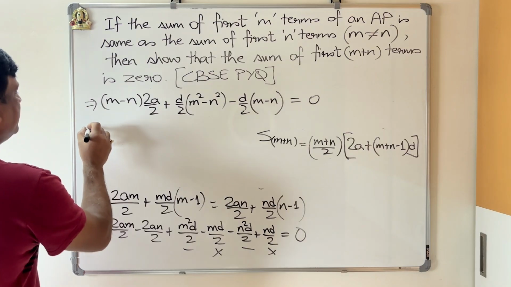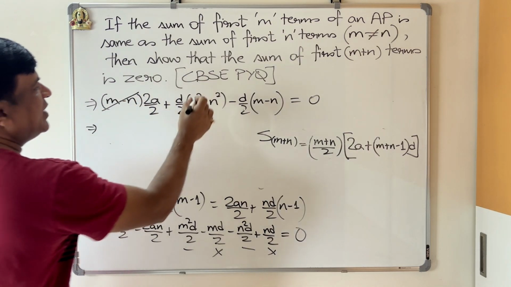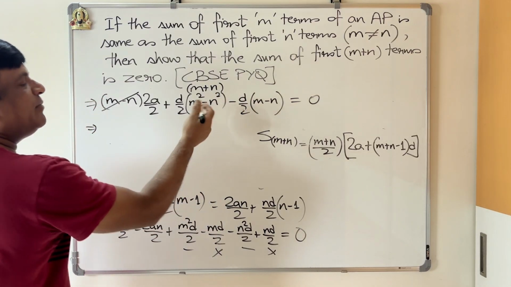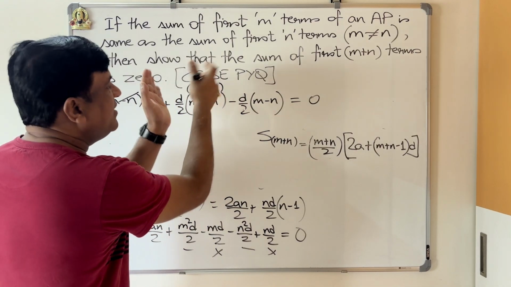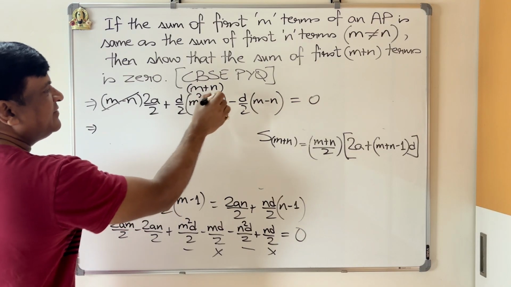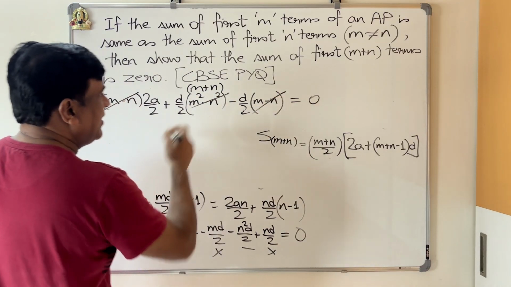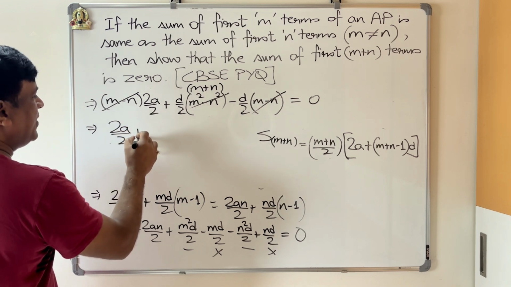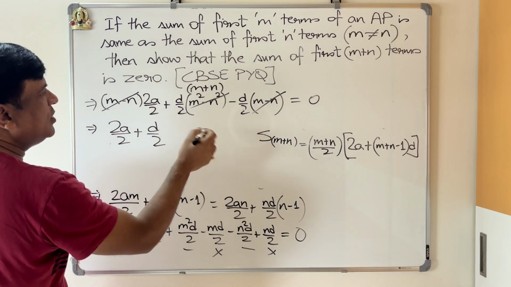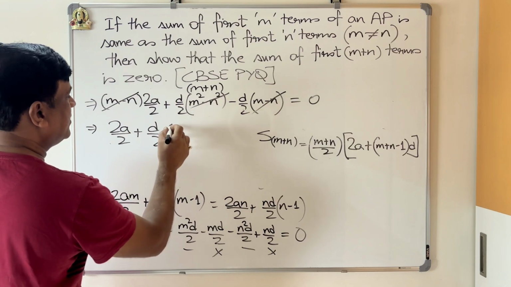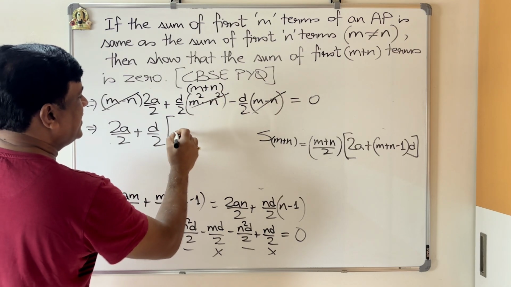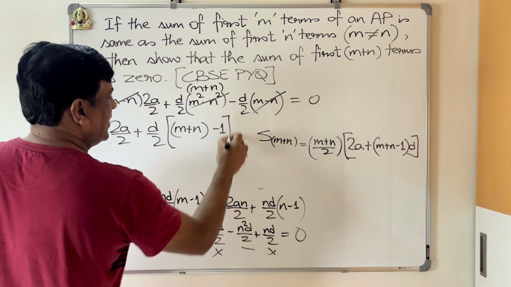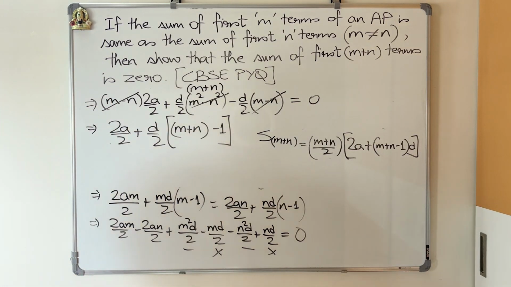You can remove that because m minus n, here you will be left with m plus n, because m square minus n square is nothing but m plus n into m minus n. That m minus n gets cancelled out. So what are you left with? You are left with 2a by 2 plus d by 2 times m plus n minus 1. Look at it. Okay, so this is what you have left with.